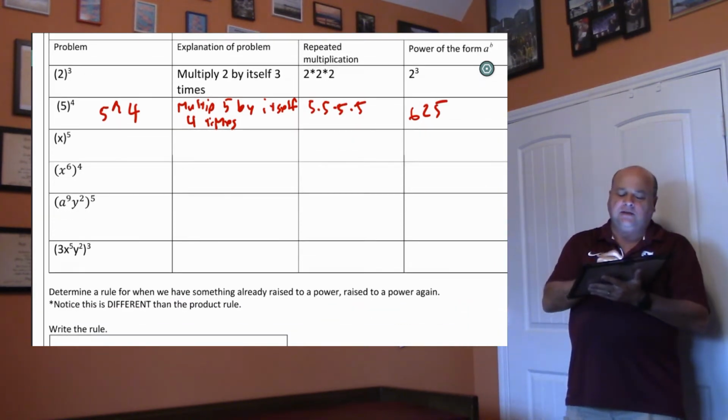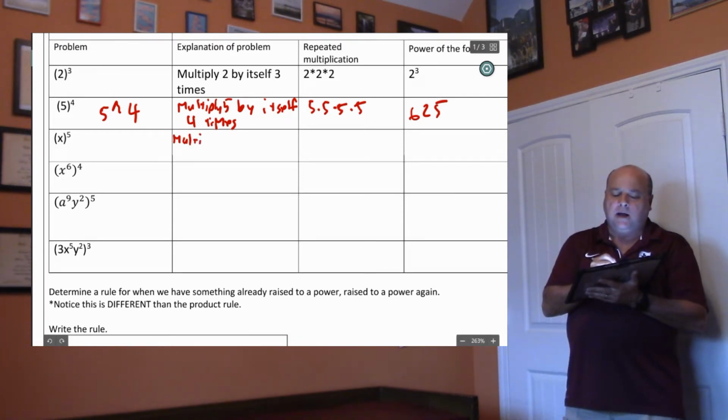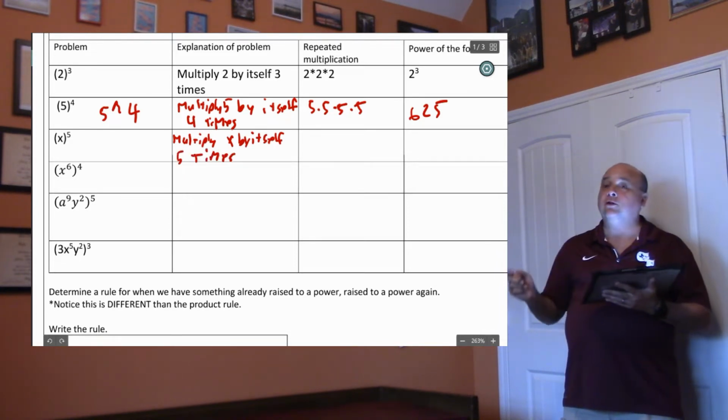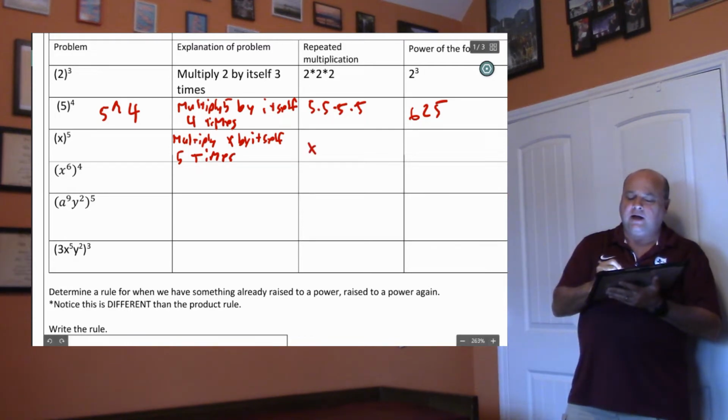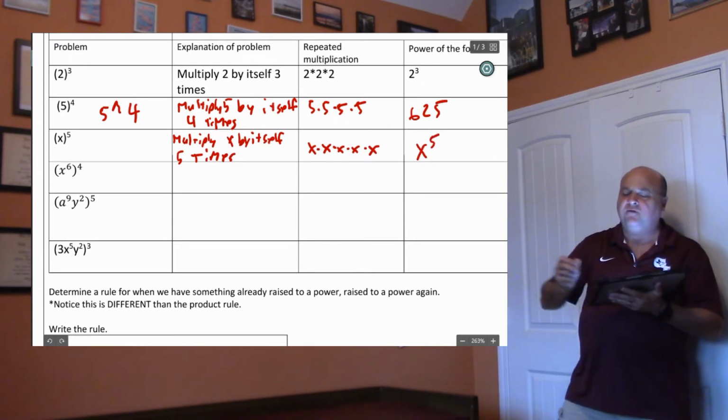X to the 5th means I'm going to multiply, let me spell multiply, x by itself 5 times. You cannot do this on the calculator because the x is a variable. So technically you would have 5 x's, which would be x to the 5th.